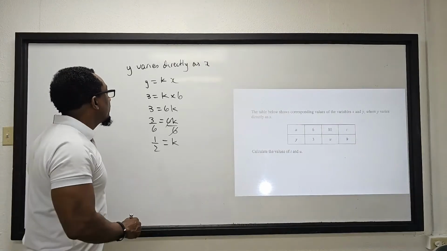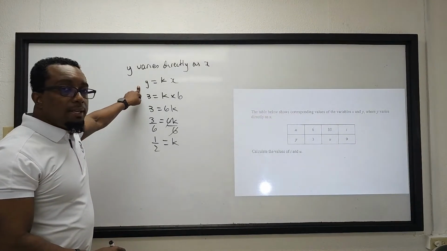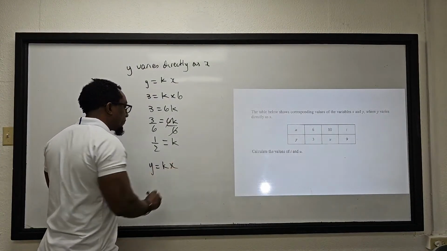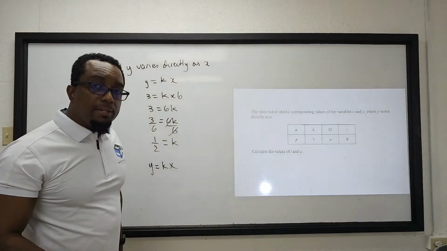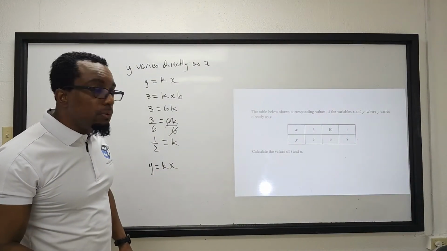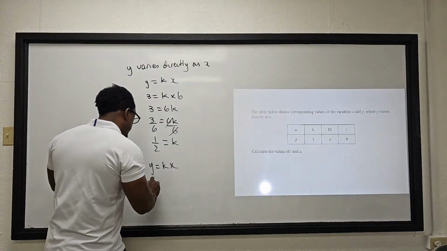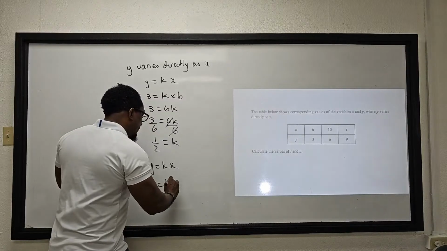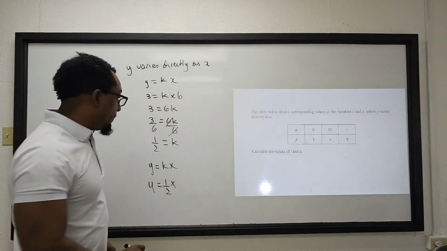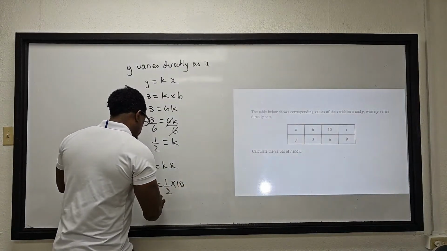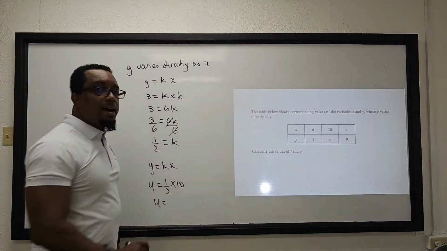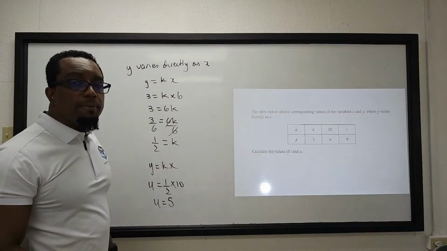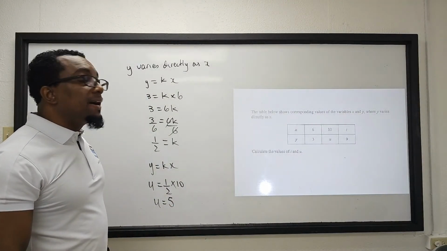So very straightforward. Again, I'm using the equation established. y is equal to kx. And when x is 10, the corresponding value of y is u. So I'm replacing y with u. I'm replacing k with a half times I'm replacing x with 10. So u is equal to a half by 10, which is 5. So I found the value of u. Let me find the value of t.